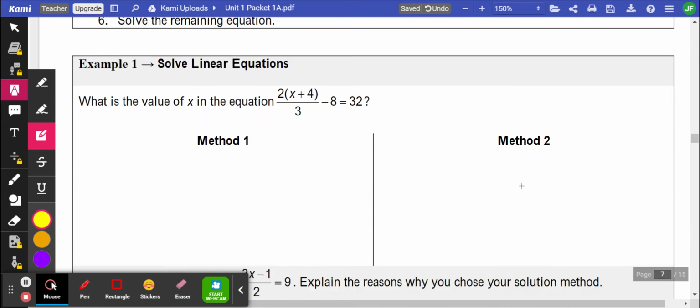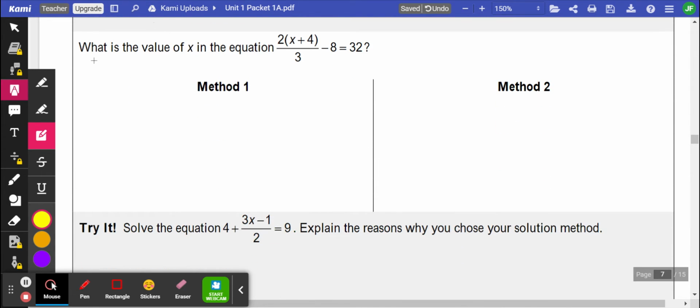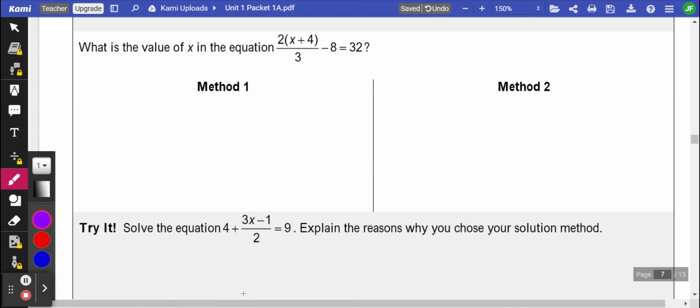So let's go ahead and look at this first problem. If we follow those steps for the first method, it tells us to distribute first. So we're going to go ahead and do that. We're going to multiply the 2 through the parentheses to get 2x plus 8 over 3, and then minus 8 equals 32.